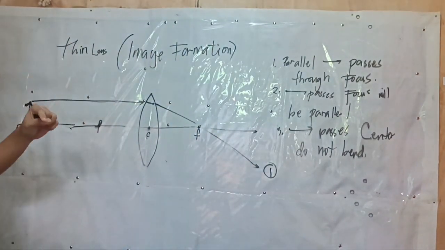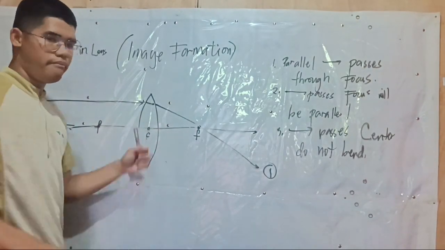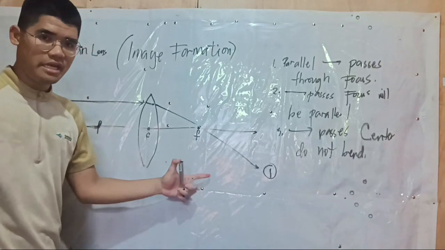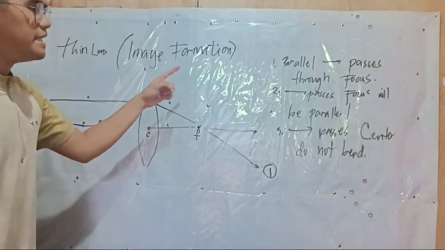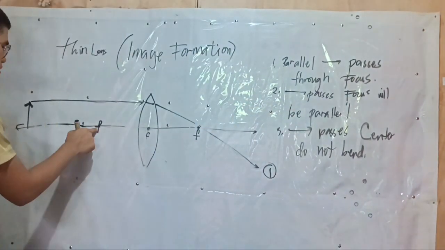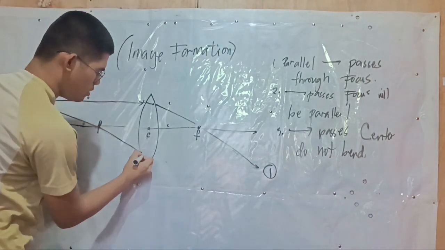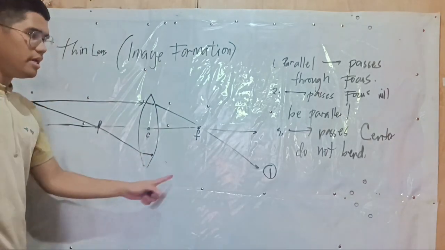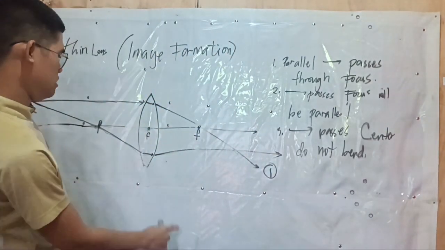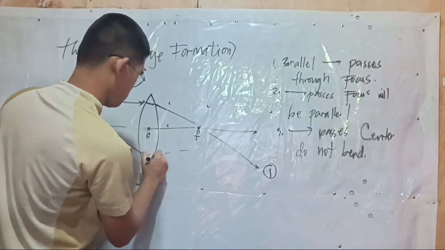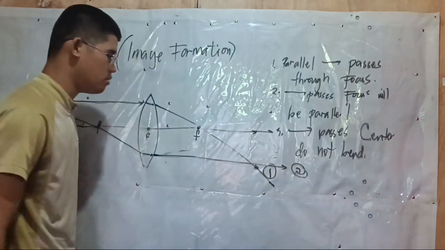Number 2: rays that pass through our focus will become parallel. Where is our focus? Remember, what comes out here are all real rays. So, rule number 2: rays that pass through our focus, which is right here, will become parallel after the lens. That is our ray number 2.